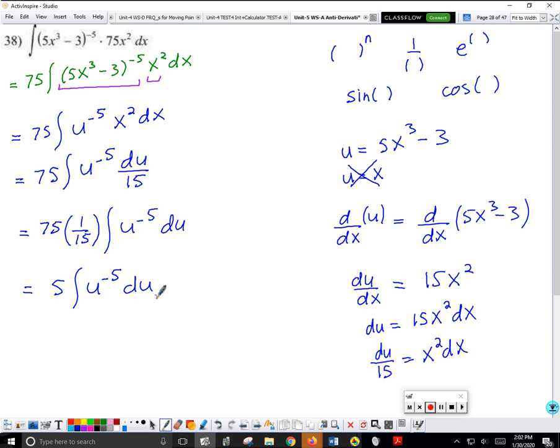So look here. This now has a rule. Power rule. That makes sense.